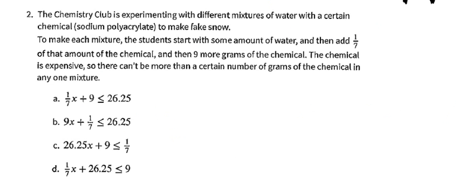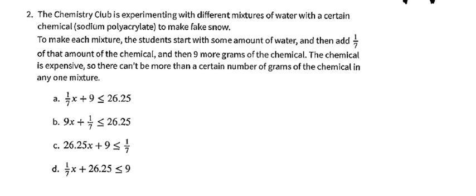Okay, number 2, mathematicians. The chemistry club is experimenting with different mixtures of water with a certain chemical, sodium polyacrylate, to make fake snow. Cool. To make each mixture, the students start with some amount of water and then add 1/7 of that amount of the chemical, and then 9 more grams of the chemical. The chemical is expensive, so there can't be more than a certain number of grams of the chemical in one mixture.